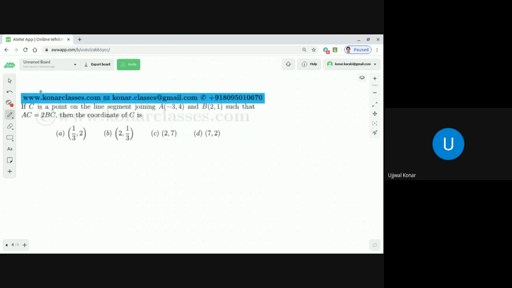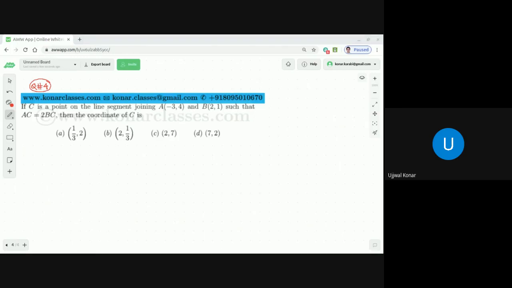So here the question, question number 4, dear students, which is in front of you, is that if C is a point on the line segment joining A, coordinate (-3, 4), and B, coordinate (2, 1), such that AC is equal to 2BC, then the coordinate of C is what we need to find. Okay.